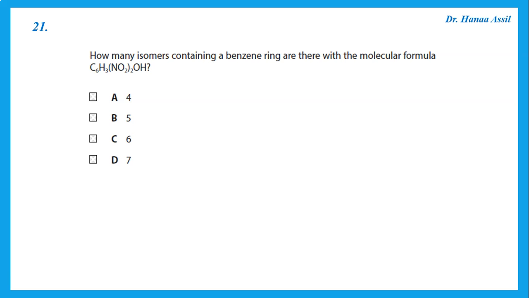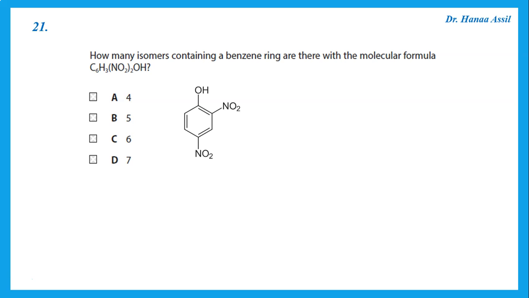How many isomers containing a benzene ring are there with the molecular formula this? Well, let's look at this. This is something that has 6 carbons, so that's the benzene ring, with 2 nitro groups and 1 hydroxyl group. So we're trying to draw all the possible structures in which we have a benzene ring, and on it we have 2 NO2s and 1 OH. So how can we draw them?